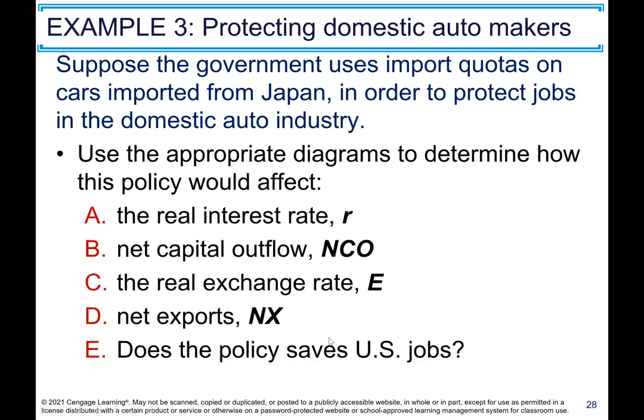Example 3, protecting the domestic auto market. Suppose the government uses import quotas on cars imported from Japan in order to protect jobs in the domestic auto industry. Use the appropriate diagrams to determine how this policy would affect A, the real interest rate R, the net capital outflow NCO, the real exchange rate E, the net exports NX. Does the policy save US jobs?